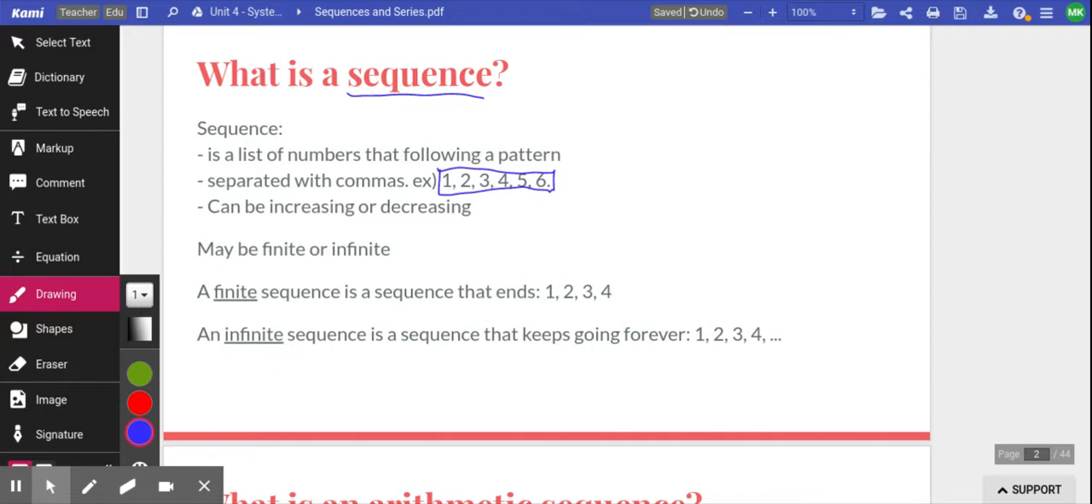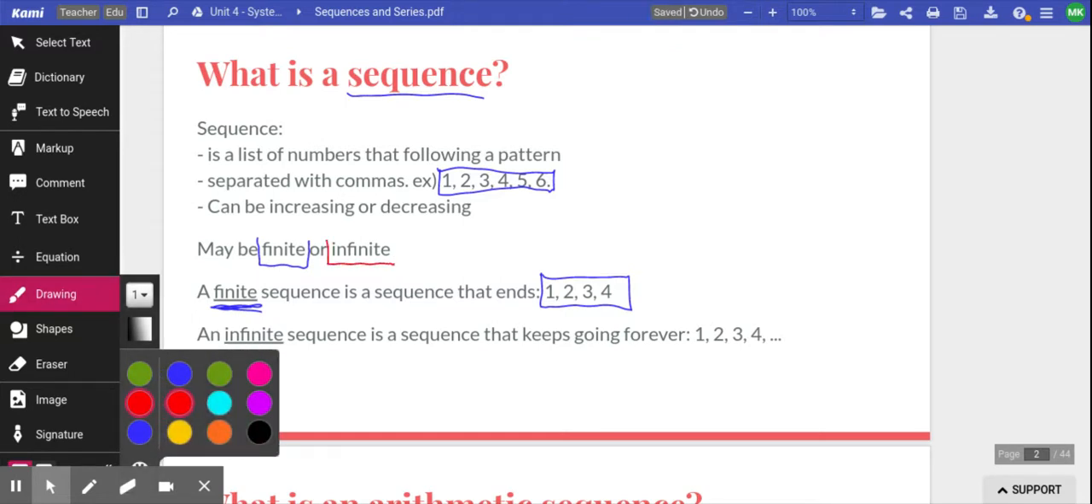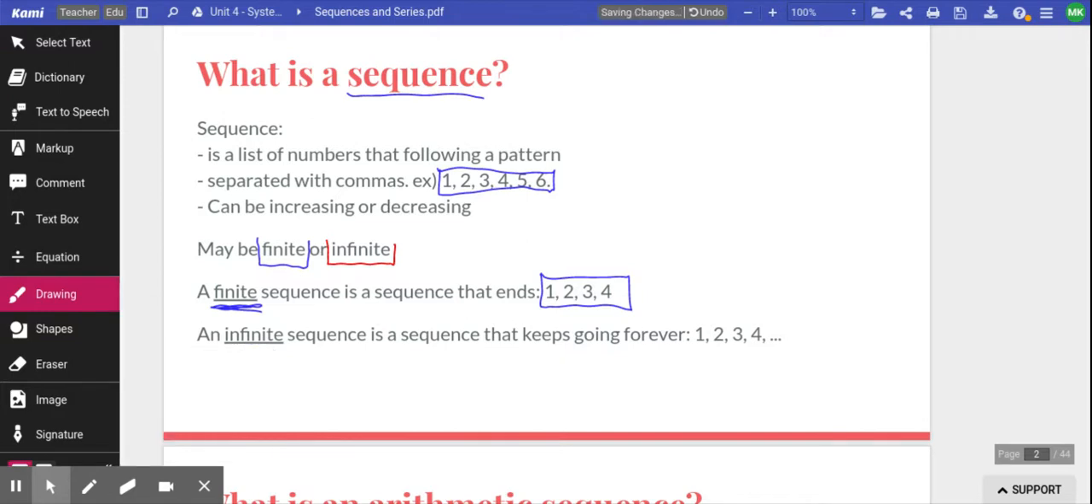we call that a sequence. These sequences could be finite sequences or infinite sequences. A finite sequence means it ends. When we have a finite sequence, there's a finish to it. This is a finite sequence because it goes 1, 2, 3, 4, and it stops. An infinite sequence is a sequence that doesn't stop. So an infinite sequence would go like this: 1, 2, 3, 4, and then dot, dot, dot after it. That dot, dot, dot means it goes forever. So that sequence would keep going 5, 6, 7, 8, all the way up until infinity or just forever.